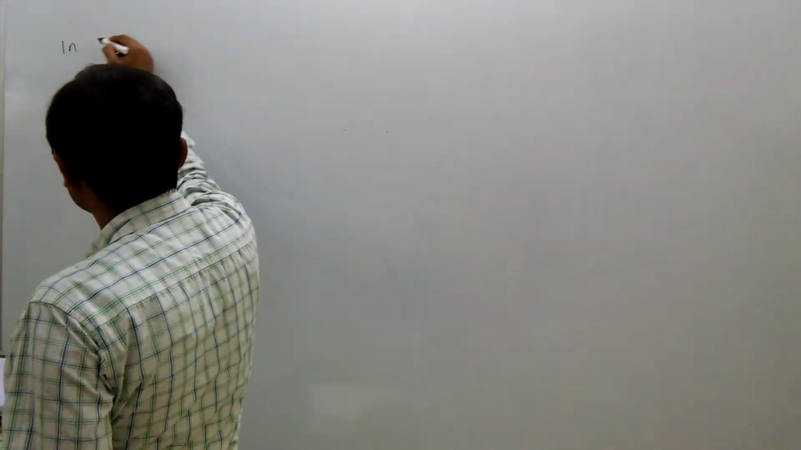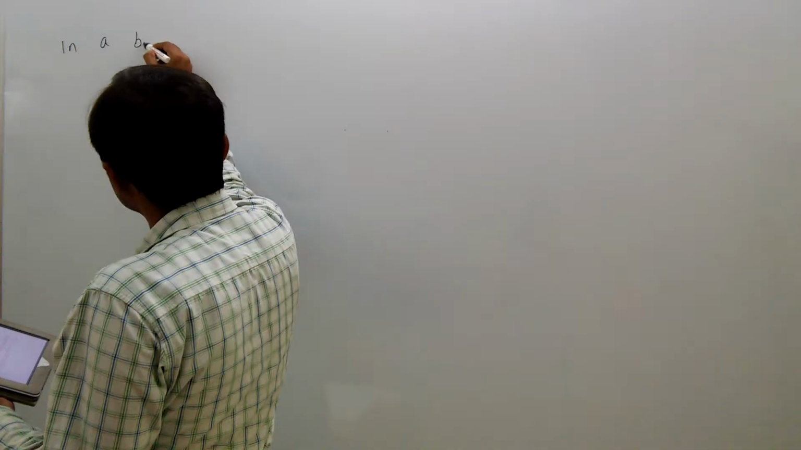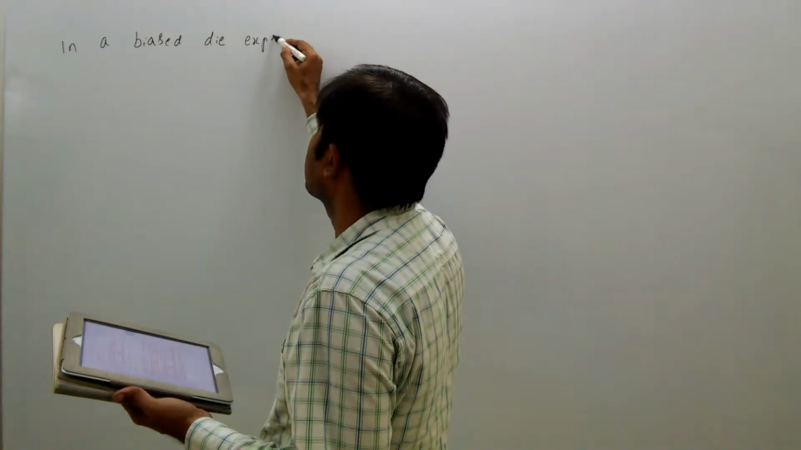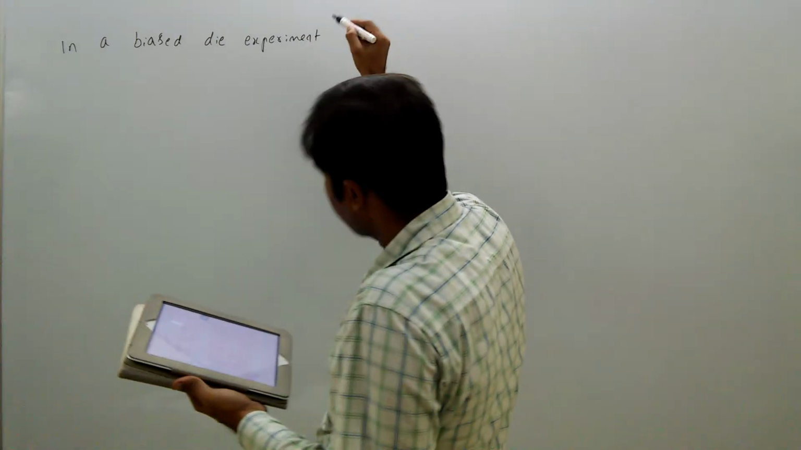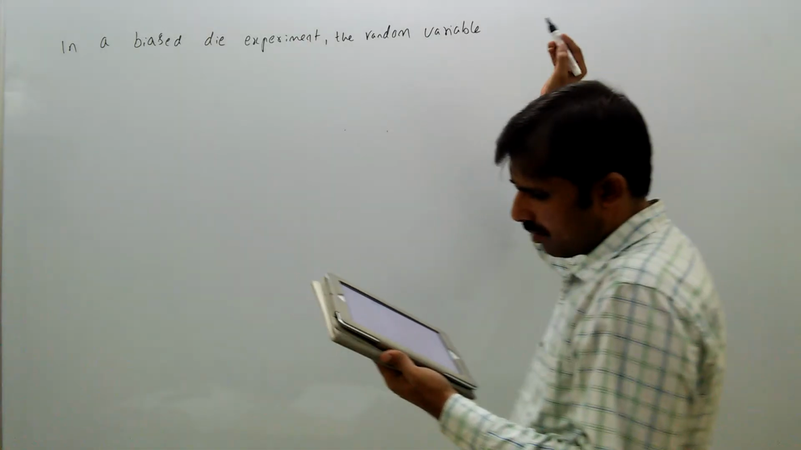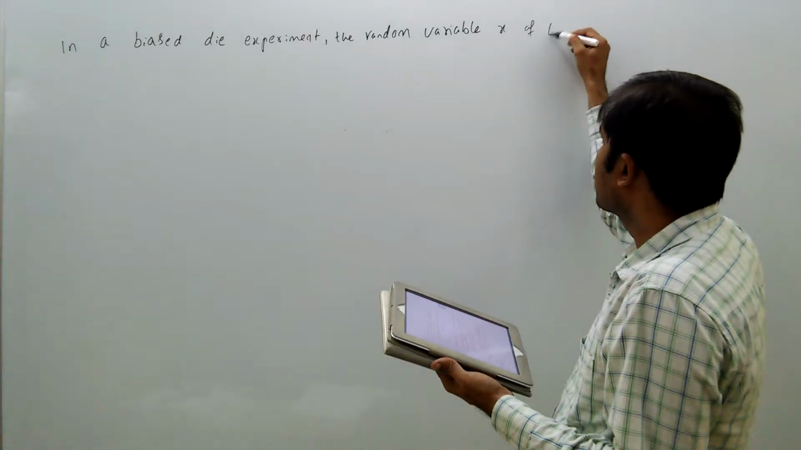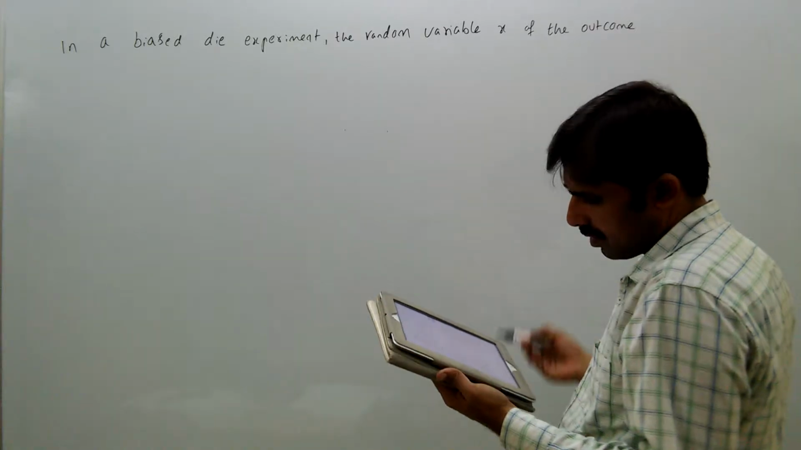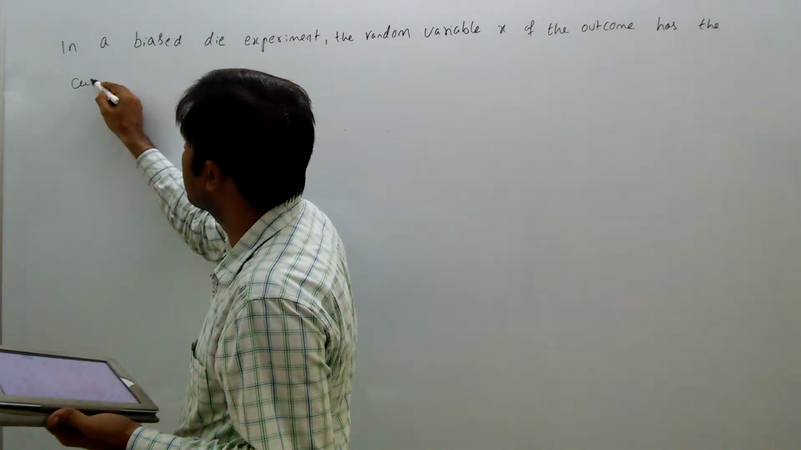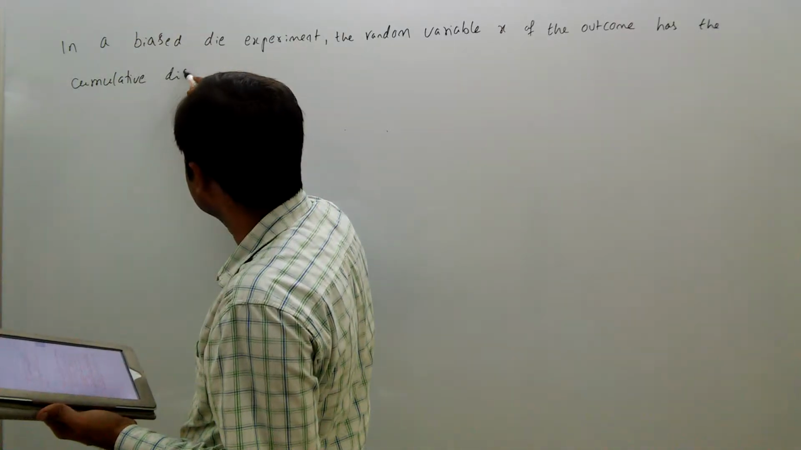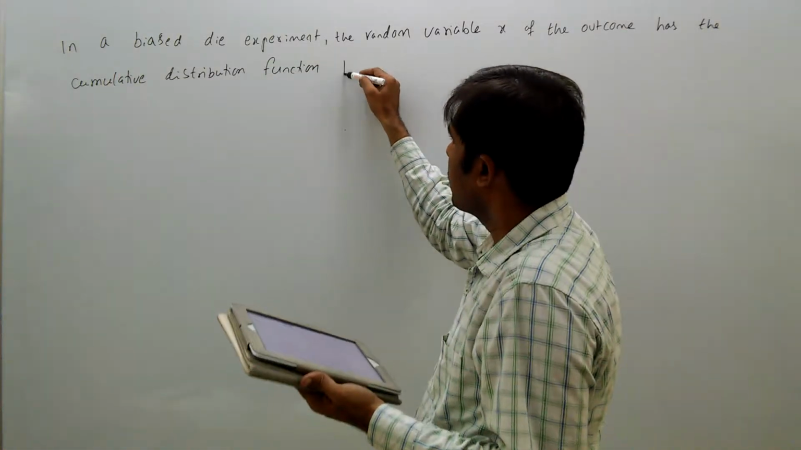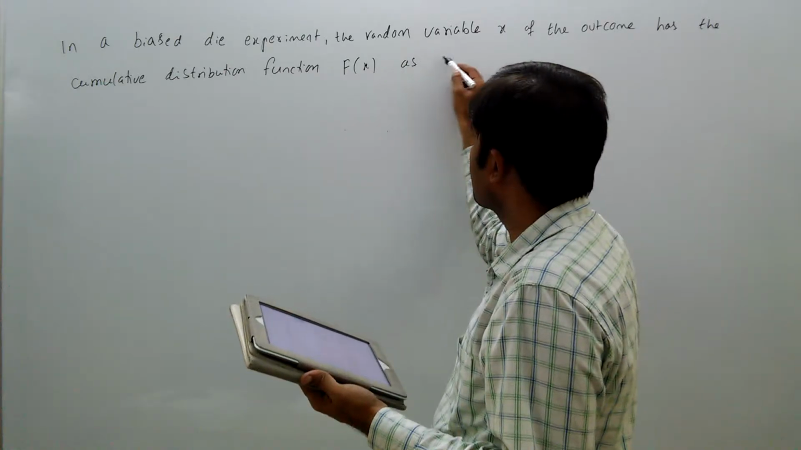In a biased die experiment, the random variable x of the outcome has the cumulative distribution function capital F of x, as shown below.